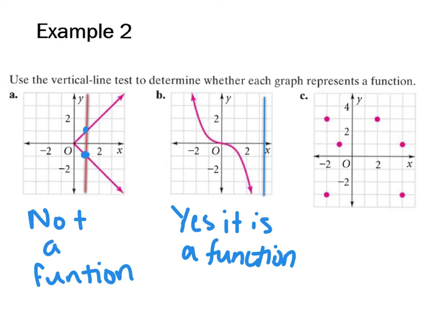For the last example, if I were to move my vertical line through, when I hit this first spot, I have that I'm passing through it twice. Since it's passing and touching the vertical line twice, no, it is not a function.